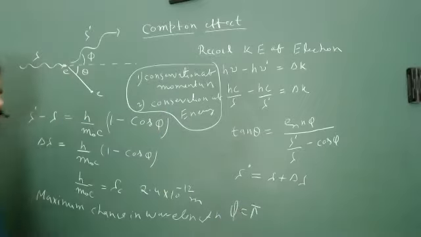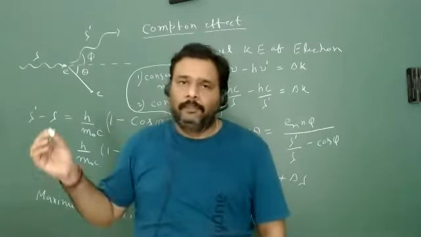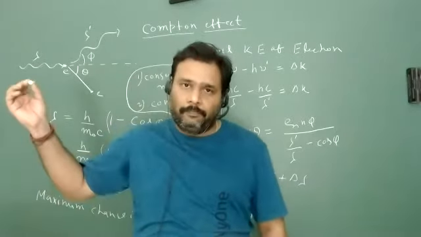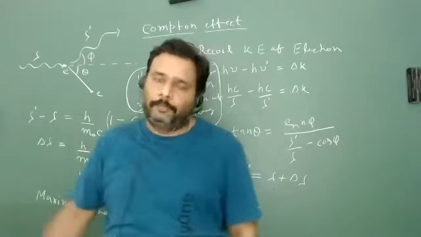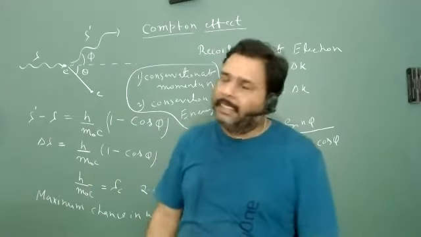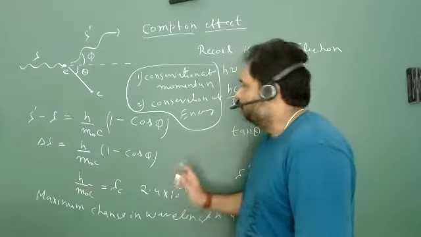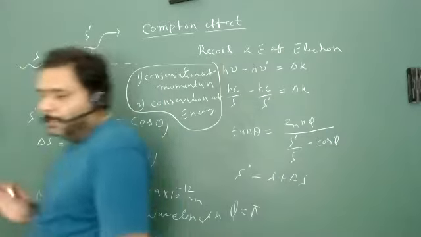So many times people will just give you information that a scattered electron will backscatter, that photon will backscatter. Backscattered means it will just go into the opposite direction, which means phi is pi. Now, this is the all-important formula.